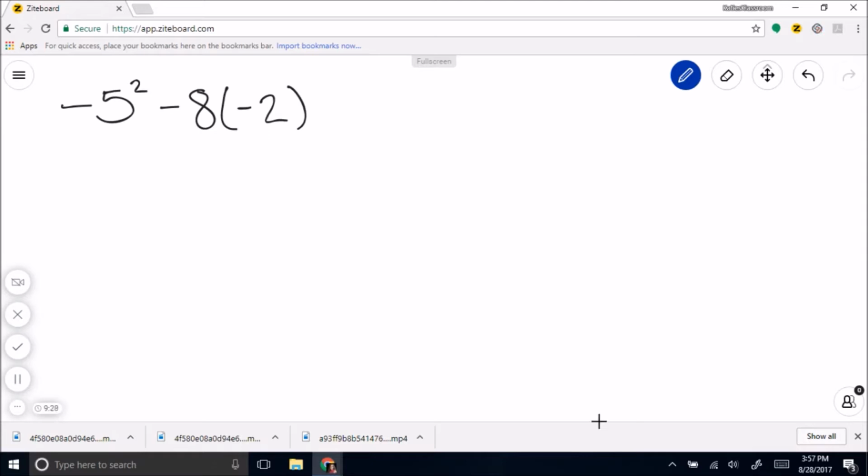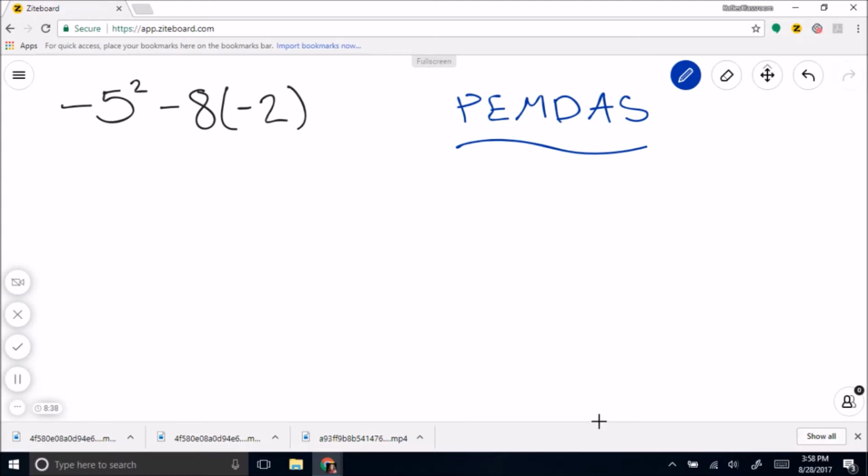So here we have negative 5 squared minus 8 times negative 2. We have some subtraction, exponents, multiplication. Remember, PEMDAS tells us what order we need to be doing this in. I do have a couple other videos where I do examples using order of operations. I will link those in the description box below and will not go into a ton of detail in this video. So first, you will do the exponents in this problem.